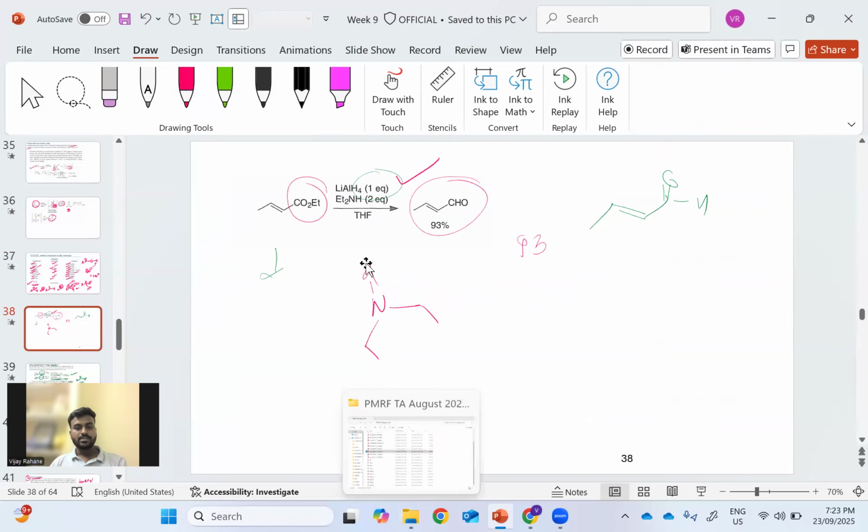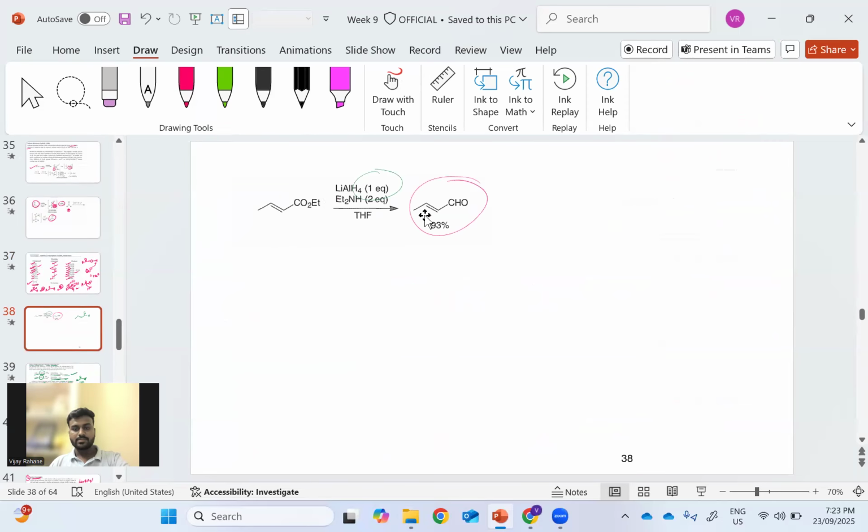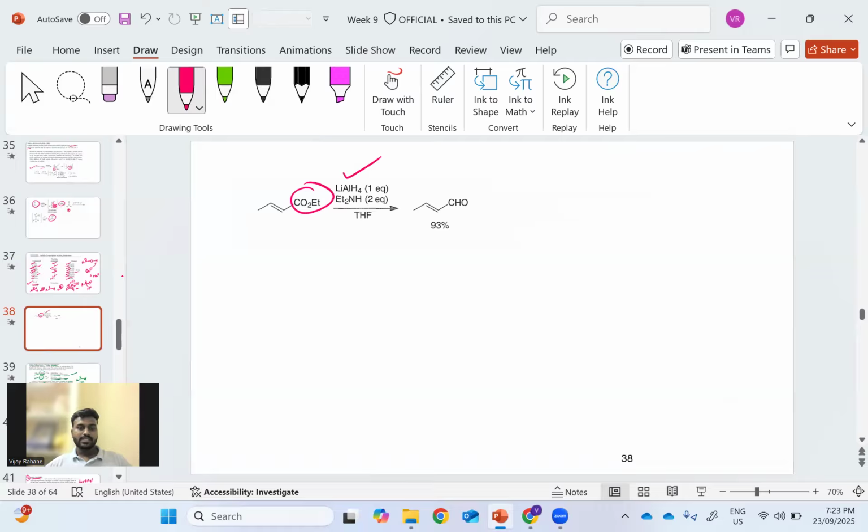So if we look at this, this is one of the reactions, and if you want to see this example, if you have an alpha beta unsaturated ester, in that case, when you react with one equivalent of LiAlH4 and the triethylamine equivalent in THF solvent, we get the ester selectively converted into the aldehyde. So without further reaction, and this reaction gives 93% yield. So here, this reaction is controlled by the equivalence of the lithium aluminum hydride.